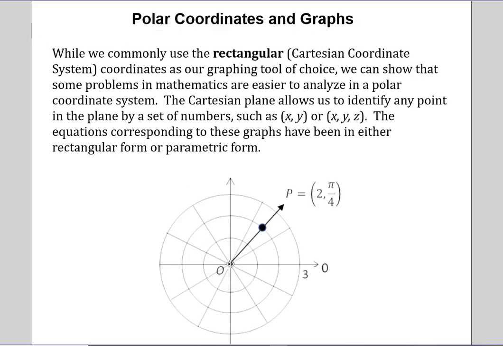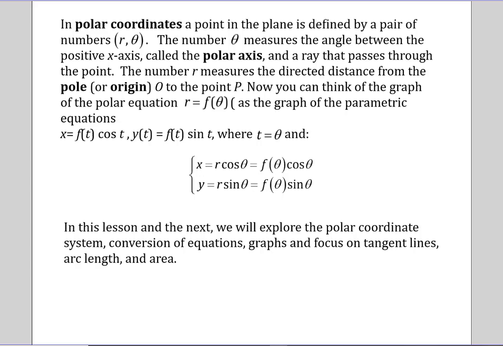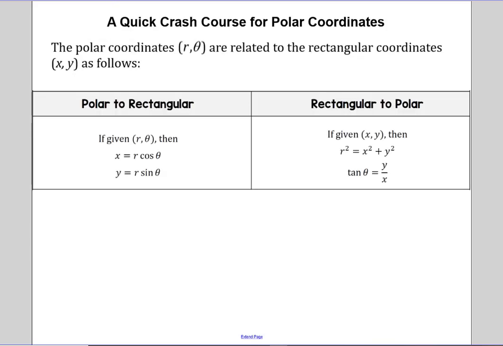So the polar axis is here at the origin, and this ray goes to some point. The radius is 2, and the angle is pi over 4. So you can think of a polar equation like r equals f of theta, where x is the radius times the cosine of the angle, and y is the radius times the sine of the angle. So in this lesson and the next lesson, we're going to explore the polar coordinate system, conversion of equations, graphs, and focus on tangent lines, arc length, and area related to calculus.